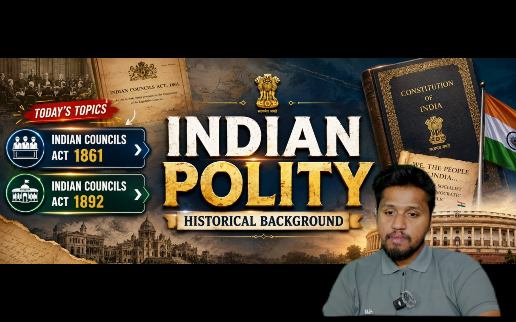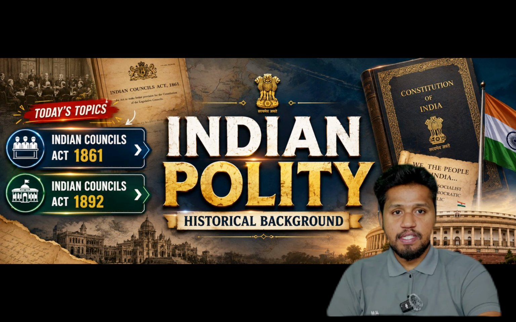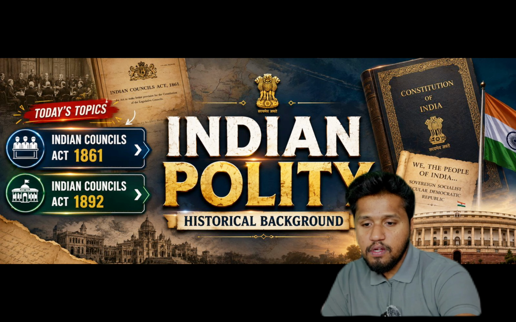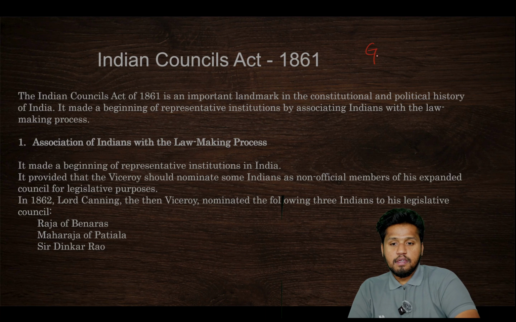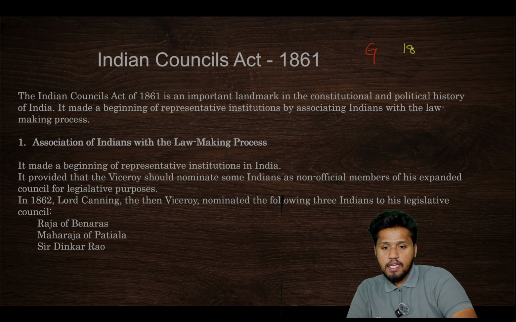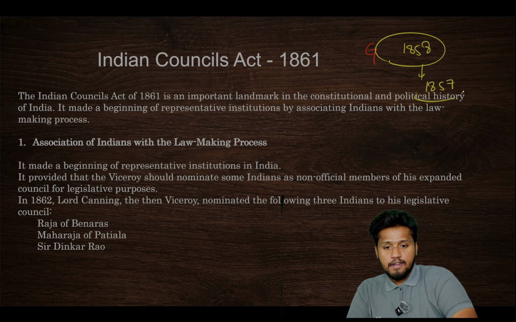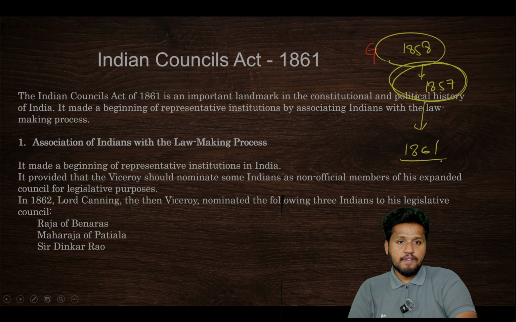In this video, let's understand what is Indian Councils Act 1861 and Indian Councils Act 1892. To begin with, the Government of India Act was made in the year 1858 after the revolt of 1857. What was the issue? Why was Indian Councils Act 1861 made?